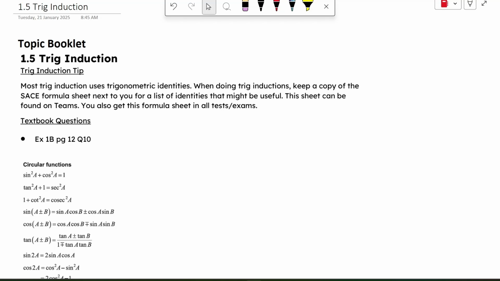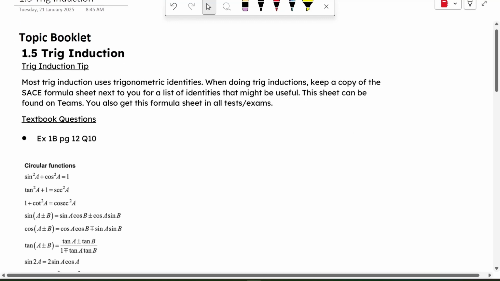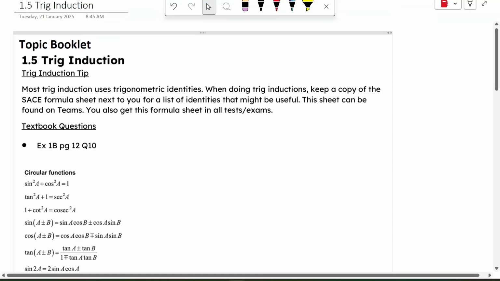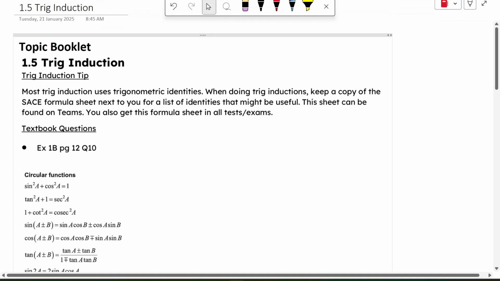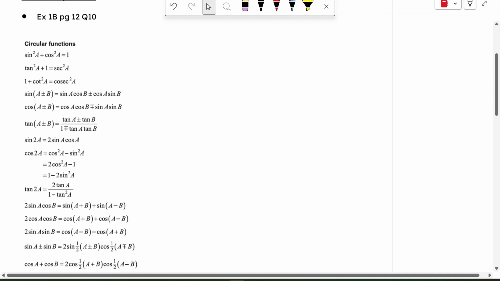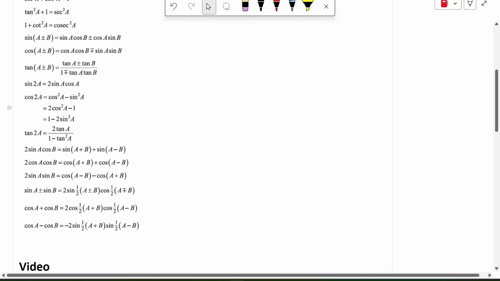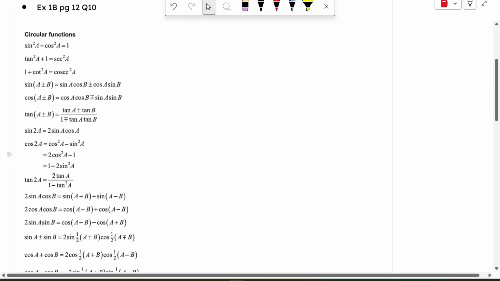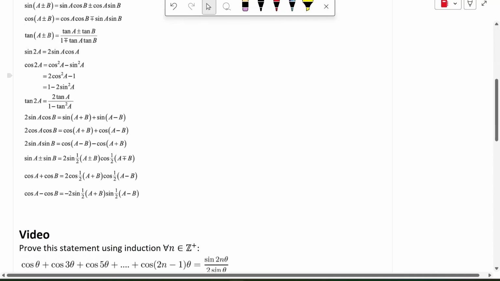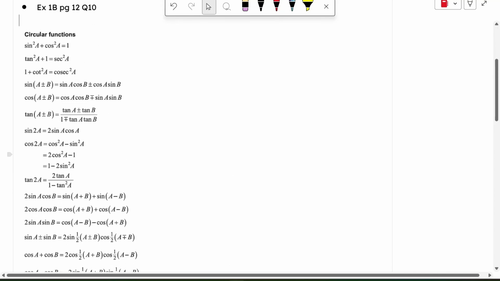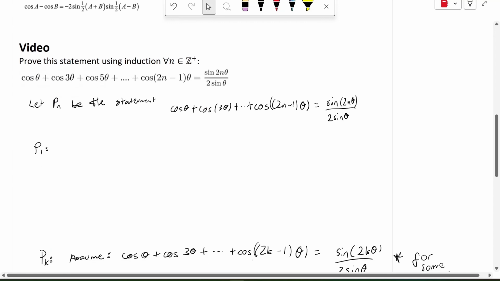In this video, we're looking at trig induction. Now, this is the one that I find personally the most difficult, but once you've done enough practice at it, you get a bit more used to how they all work. The main thing you'll want to do with trig induction is to keep the SACE formula sheet on you, which has this big list of trig identities on it. You will essentially need these to do trig inductions, and it's mainly a matter of just finding whichever one's appropriate for your situation. Let's get started.